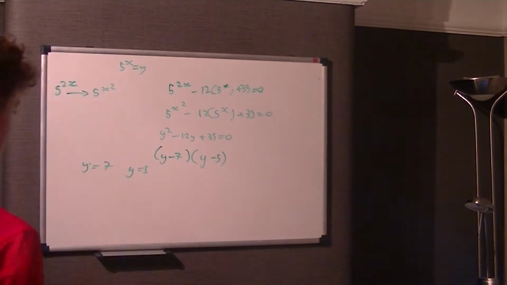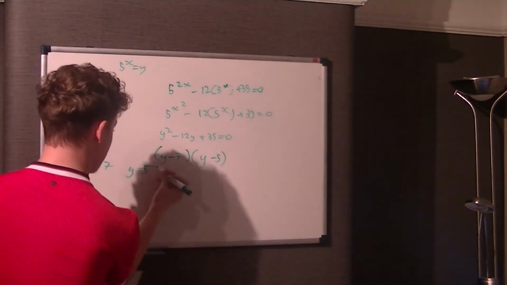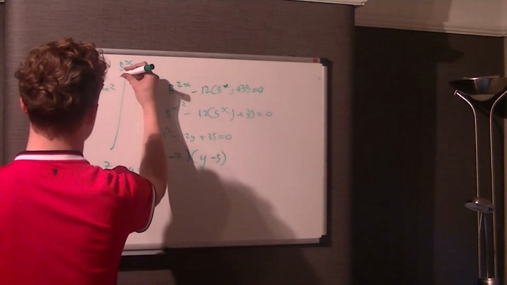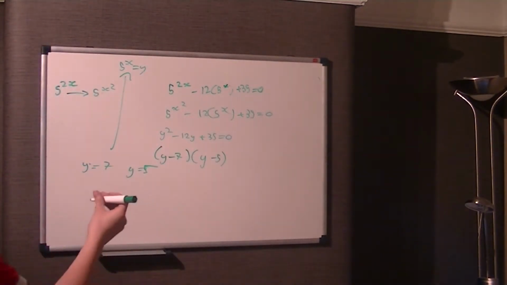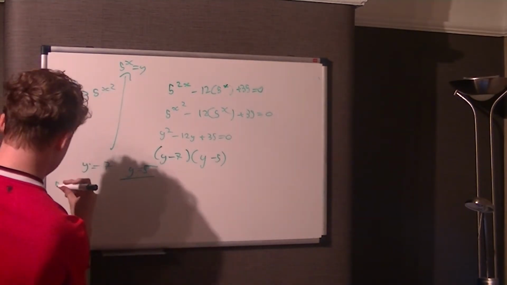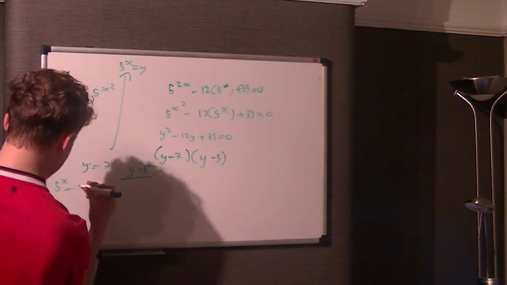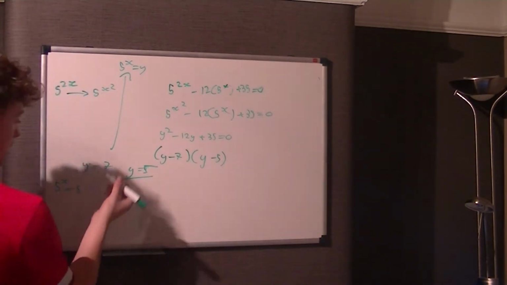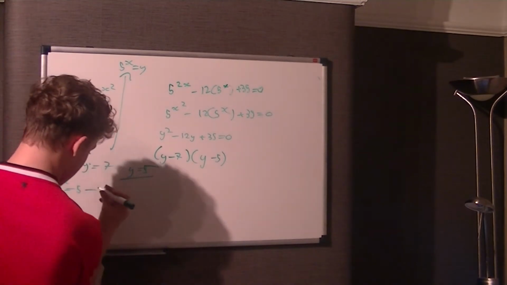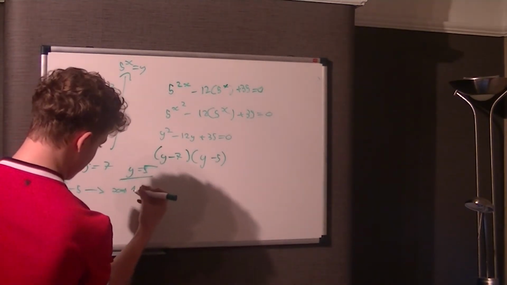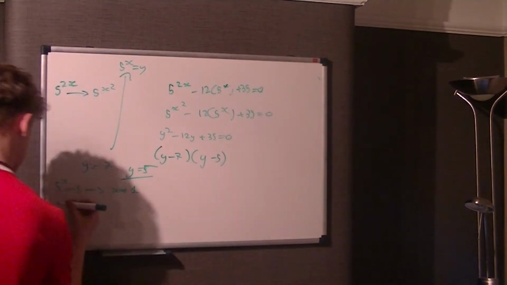And yay, job done. But that is not it, because we assumed before 5 to the power x equals y. So that means, let's do this one first, seems a lot simpler. So 5 to the power x equals 5. And we know from our indices rule, anything to the power 1 equals itself. So therefore x equals 1.